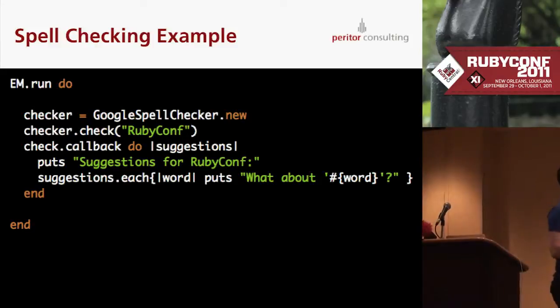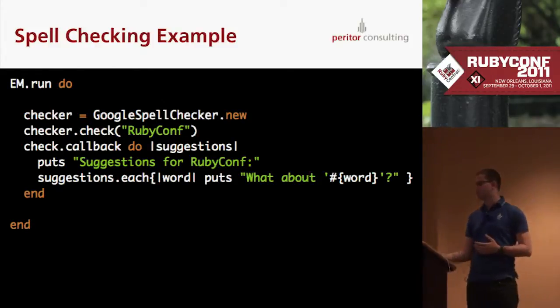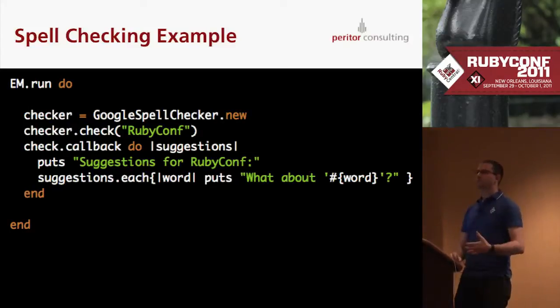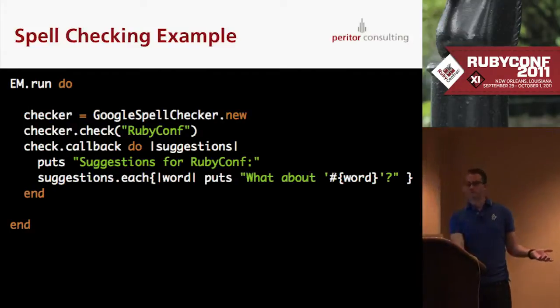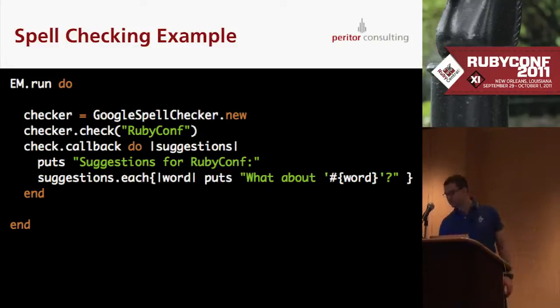So I can instantiate it. I can then call the method that is doing the work asynchronously, in our case check, and then register callbacks that should run once I get the result back. So my callback gets all the suggestions and then prints them out. So very, very boring.